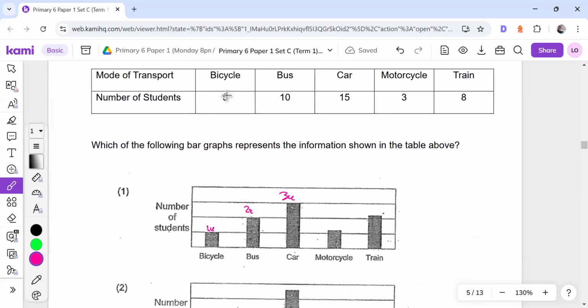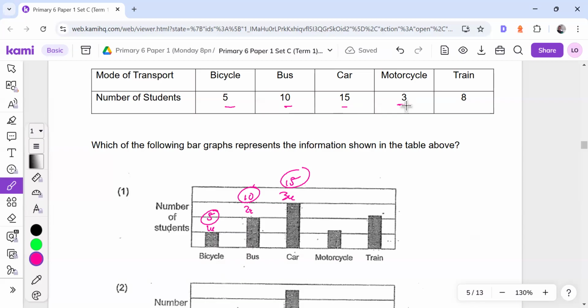Okay, let's put the numbers. Bicycle 5. 1 unit is 5. 2 unit is 10. Correct. Then the car is 3 units, what is it? 15. Because 1 unit is 5, so 3 units must be 5 times 3. So correct. Then you come to the motorcycle.